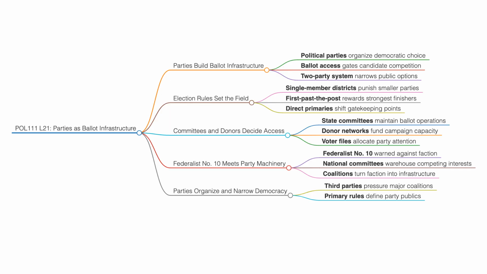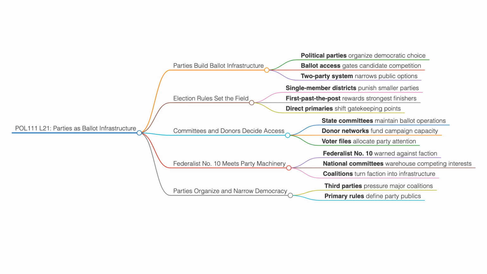The fight moves through ballot access, filing deadlines, voter files, donor networks, nomination rules, and turnout systems that determine who can compete. American voters like to imagine themselves choosing freely from the full range of public possibility.